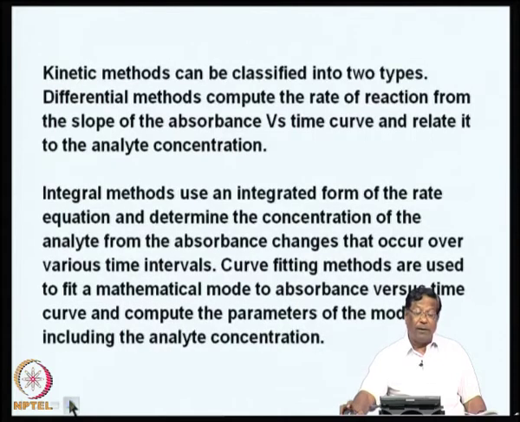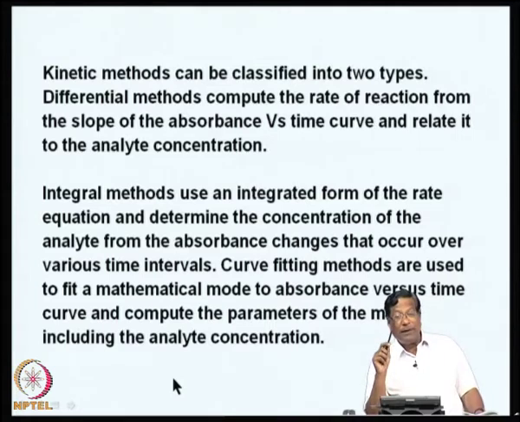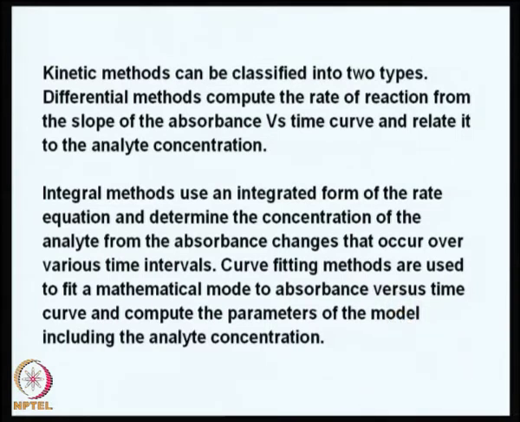So, in general, kinetic methods can be classified into two types. One is differential measurement. Differential methods compute the rate of reaction from the slope of the reaction, where we saw the absorbance to be a linear function of the time curve, and relate it to the analyte concentration. Then there are integral methods that use an integrated form of the rate equation and determine the concentration of the analyte from the absorbance changes that occur.